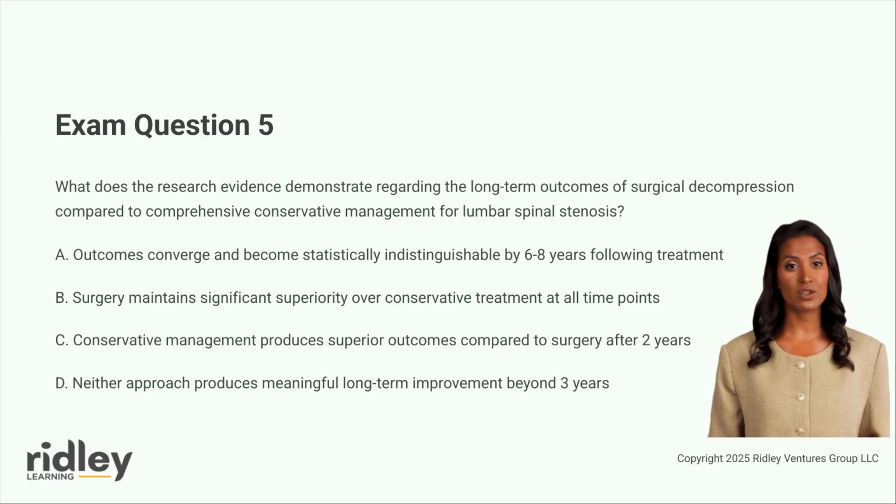By 6 to 8 years post-treatment, outcomes between surgical and conservative groups become statistically indistinguishable across multiple outcome measures, including pain, function, and quality of life. This convergence phenomenon has been observed across different studies and patient populations, suggesting it represents a robust finding rather than an artifact of any single study design. This evidence supports shared decision-making that includes realistic discussions about both short-term benefits and long-term outcome trajectories when counseling patients about treatment options.